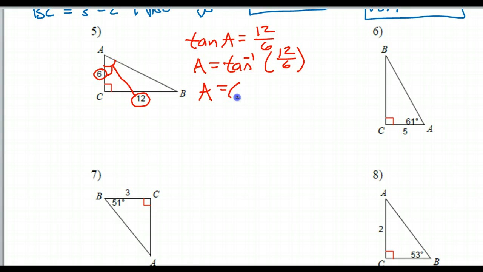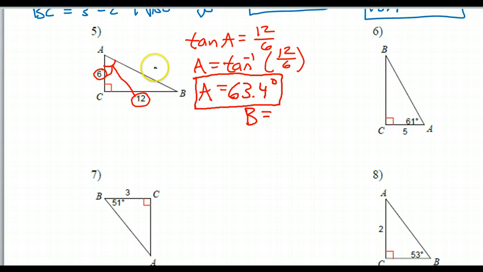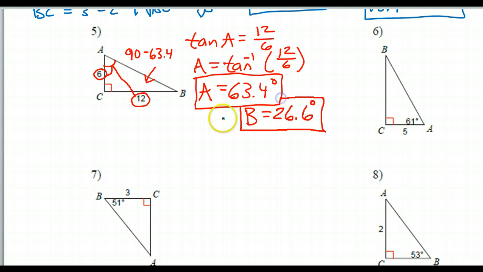Calculator time. Well, that's 63.4 degrees. So that is angle A. Might as well go ahead and find angle B, since all I have to do is go 90 minus 63.4, and that's 26.6 degrees. So we have angle A and we have angle B. Now we just need to find side AB. Here's unknown side AB, I'm just going to call it AB.